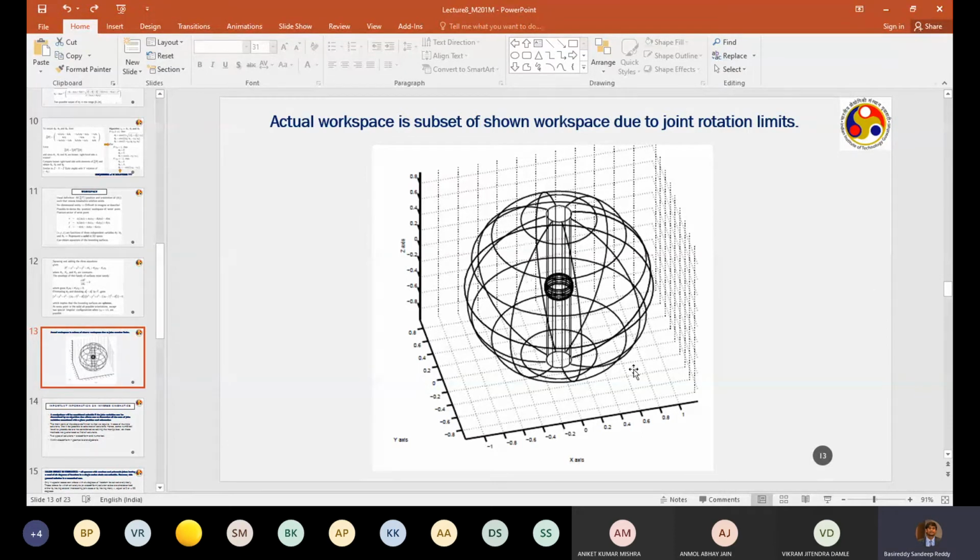So the workspace looks something like this. It is quite difficult to picture, right? In some cases, when you have 6 degrees of freedom, there is no way you can tell by looking at a figure whether it is correct or not. The best that you can do is check your equations, and if your equations are correct, then whatever figure you are getting, you just have to accept it.